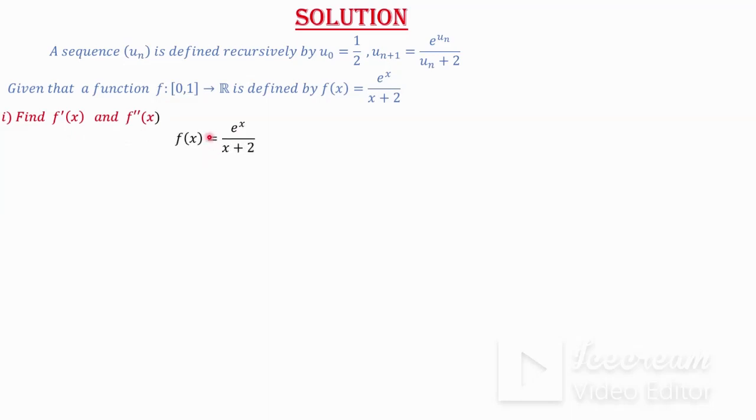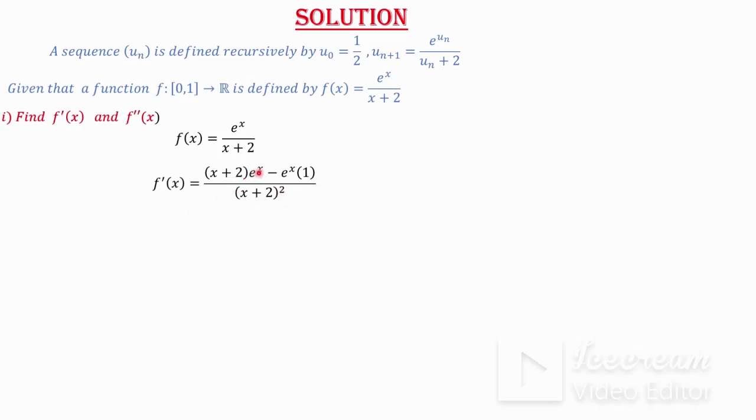Let us first of all put up our function. Let us first obtain f prime of x. In order to get f prime of x, we are simply going to differentiate f of x using the quotient rule, since f of x is a rational function. So differentiating f of x using the quotient rule, we obtain f prime of x equal to x plus 2 times e to the x minus e to the x times 1, divided by x plus 2 squared.